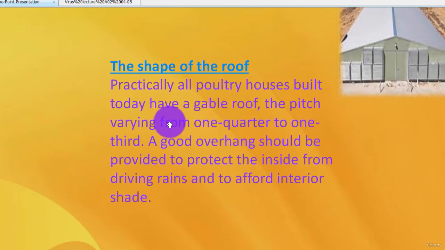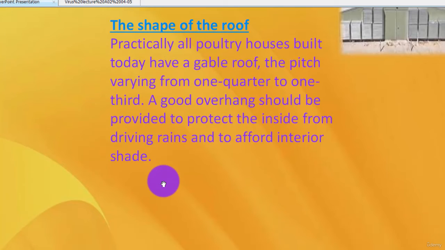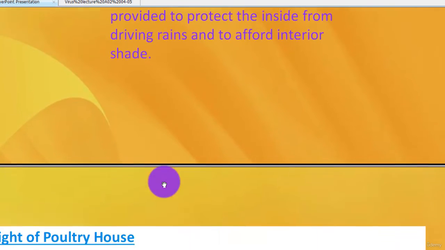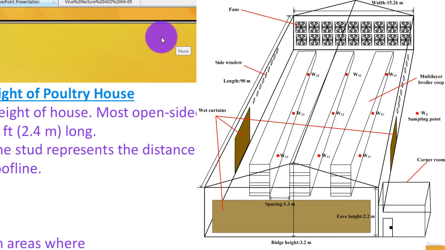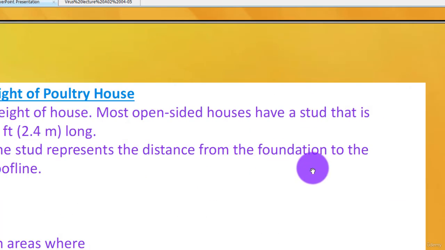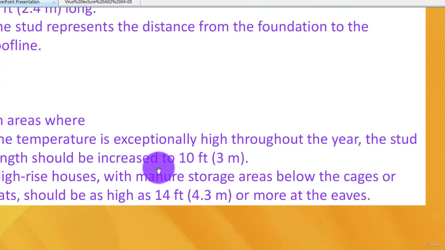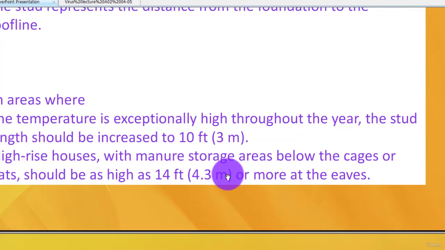The shape of the roof. Almost all poultry houses built today have a gabled roof, with a pitch varying from 1/4 to 1/3. A good overhang should be provided to protect the inside from driving rain. Height of the poultry house. Most open-sided houses have a stud that is about 2.4 meters in length. The stud represents the distance from the foundation to the roof line. In areas where the temperature is exceptionally high throughout the year, the stud length should be increased to 3 meters.